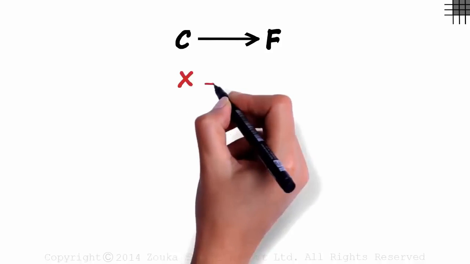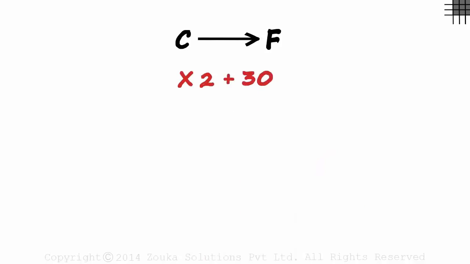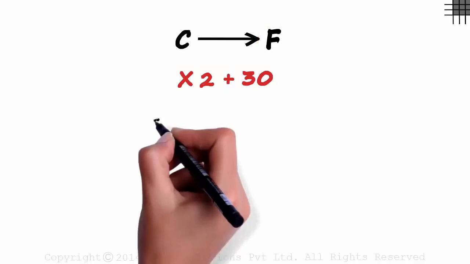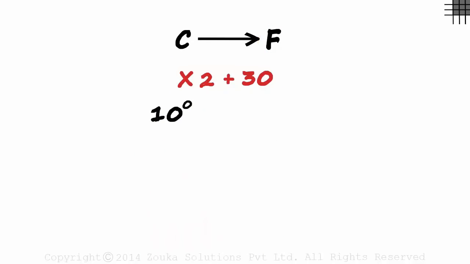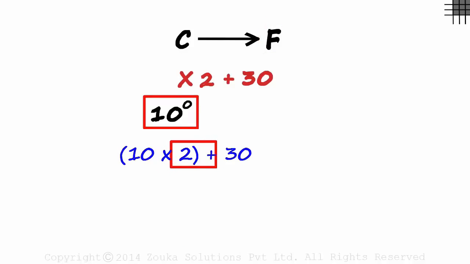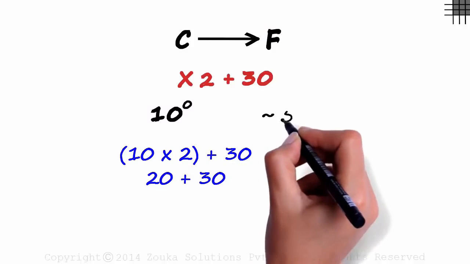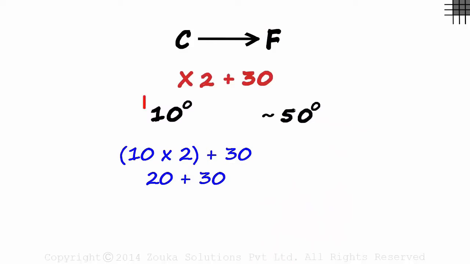Let's say you want to convert Celsius to Fahrenheit. All we need to do is multiply the temperature in Celsius with 2 and add 30 to it. That will give us the answer in Fahrenheit. Say 10 degrees Celsius. We need to convert this into Fahrenheit. Multiply it with 2 and add 30. 20 plus 30 is 50 degrees. 10 degrees Celsius is approximately 50 degrees Fahrenheit.